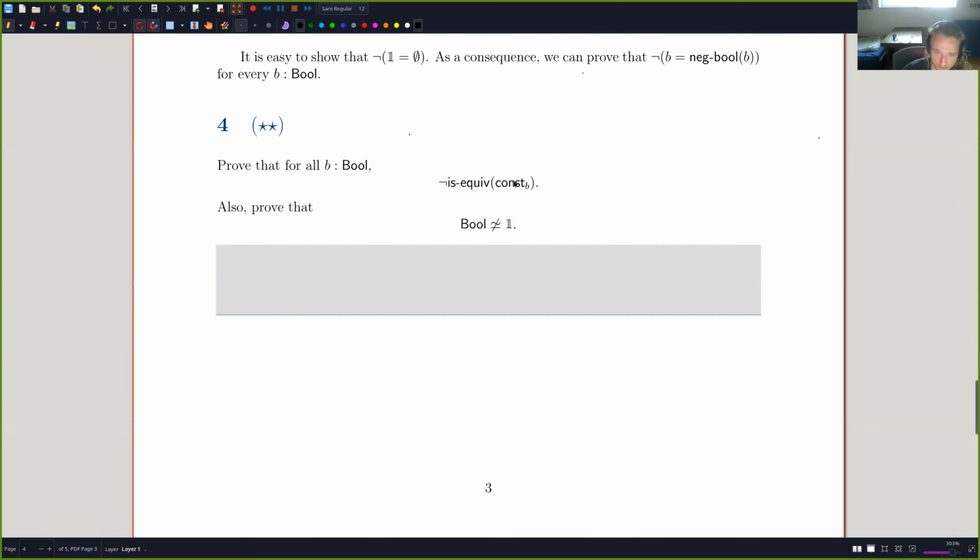Okay, now we're supposed to prove that the constant map in the Booleans, so the type isn't given here, but we of course mean const B, which goes from bool to bool. I'm spelling this out. And that's just always B, so true gets mapped to B and false gets mapped to B. And that shouldn't be an equivalence, and I really hope that it's not.